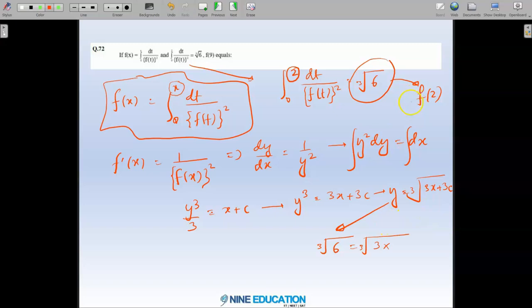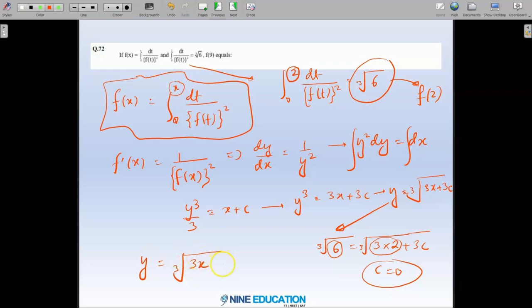So this was the value at 2. So I can put in place of x as 2, and then this is 3c. You can observe, since on both sides inside this cube root 6 must be there, already 3 into 2 is giving us the value 6. So definitely c will be equal to 0. Therefore our actual curve is cube root of 3x.